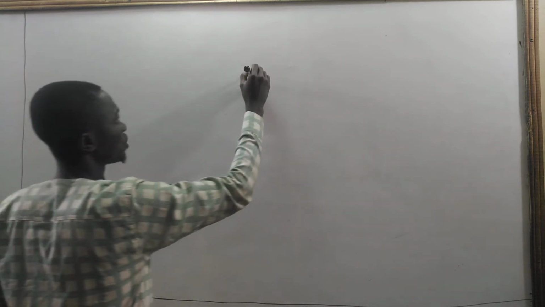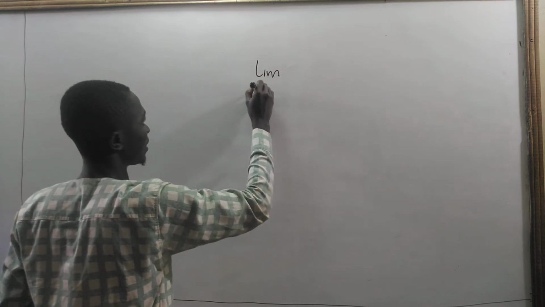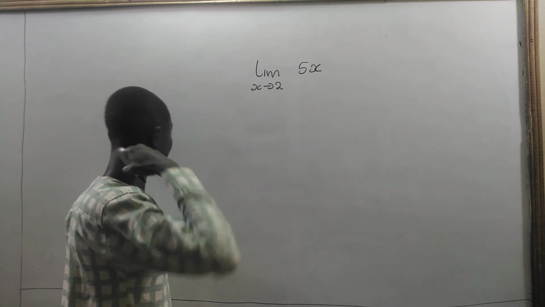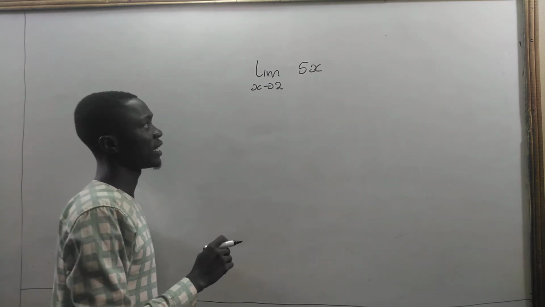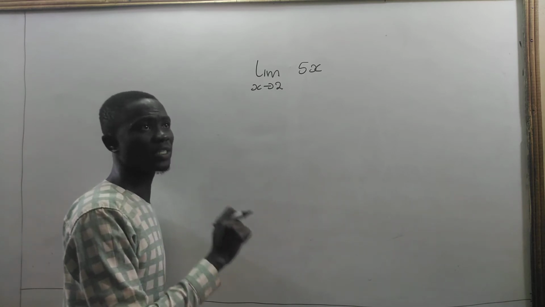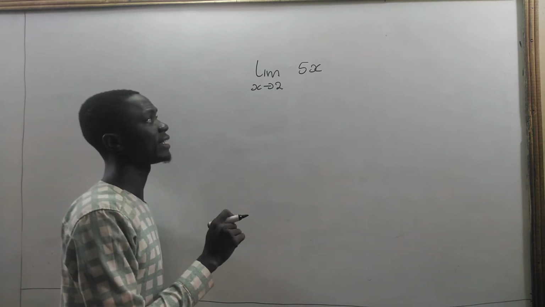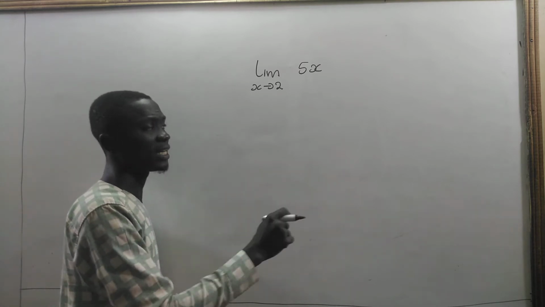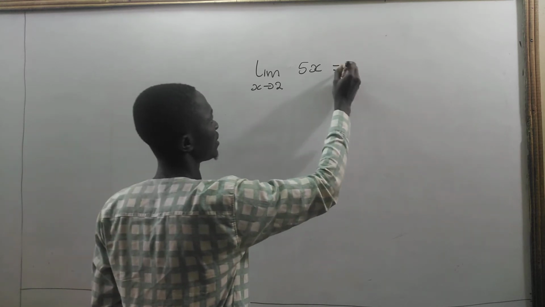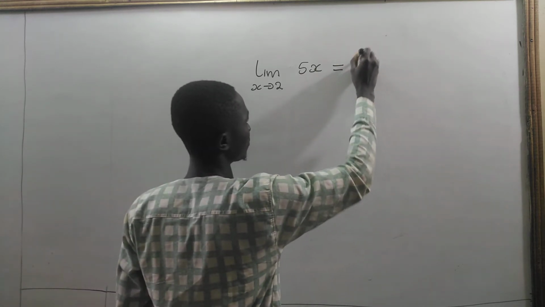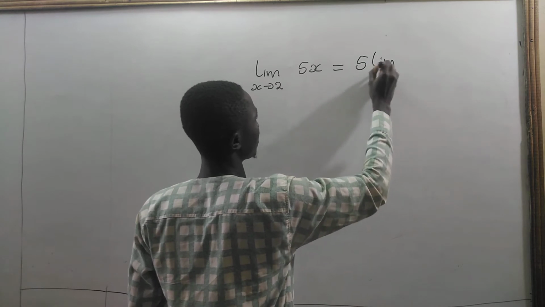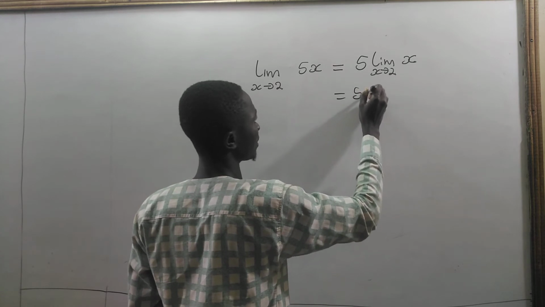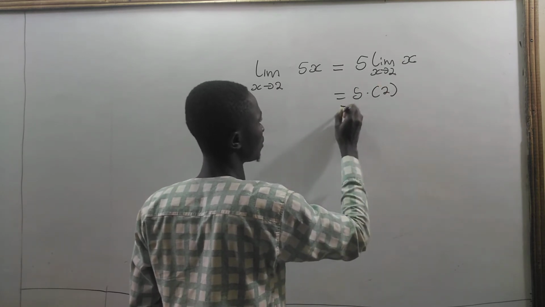Our first question is that we're going to look at the limit as x approaches 2 of 5 times x. From the properties of limits, we're saying that the limit of a constant multiplied by a function is the constant times the limit of the function. So this is the same as writing the constant 5 times the limit of the function. So here you write 5 times 2. That is equal to 10.